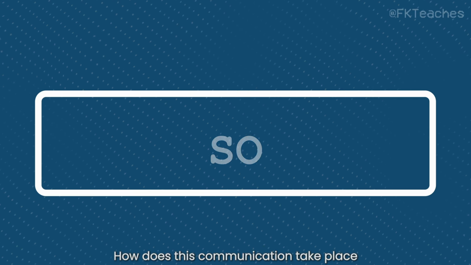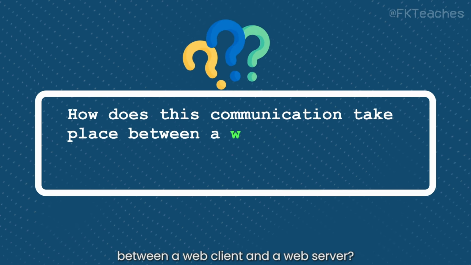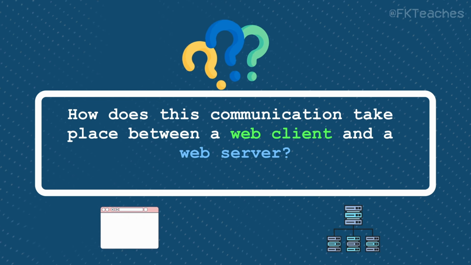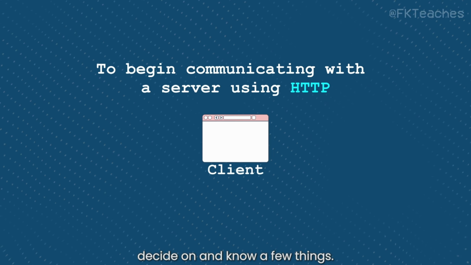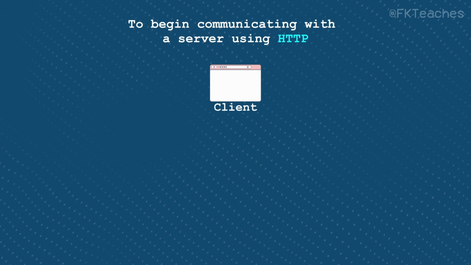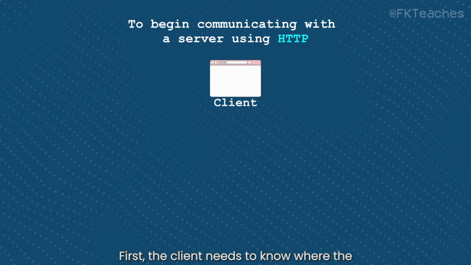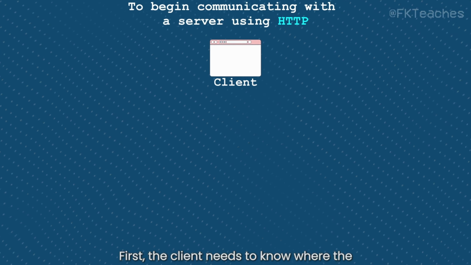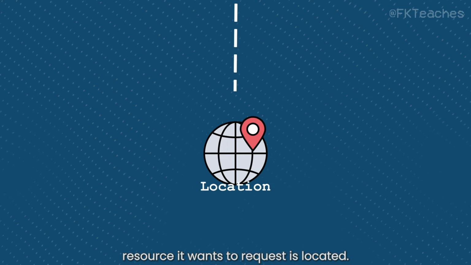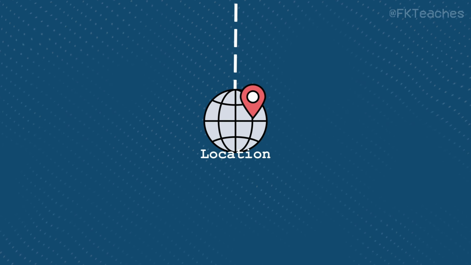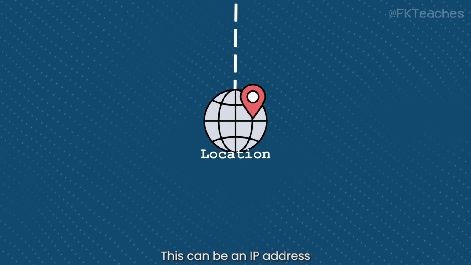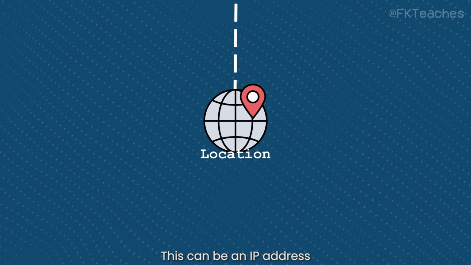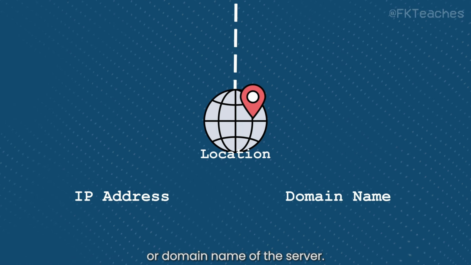So, how does this communication take place between a web client and a web server? To begin communicating with a server using HTTP, a client needs to first decide on and know a few things. First, the client needs to know where the resource it wants to request is located. This starts with where the server is located. This can be an IP address or domain name of the server.